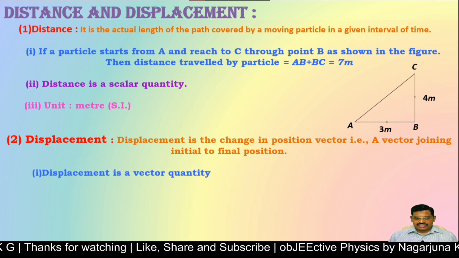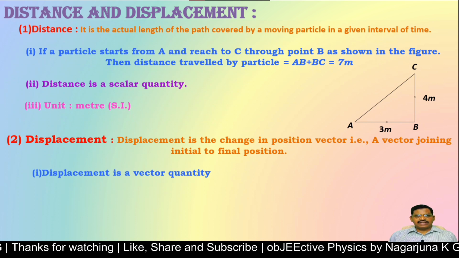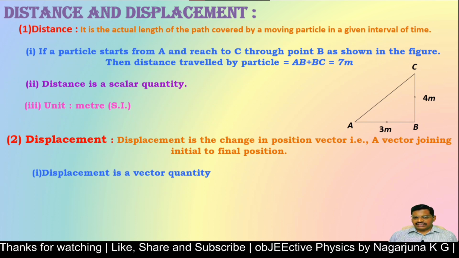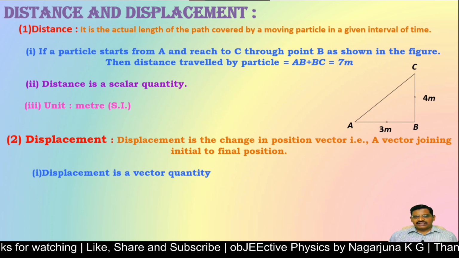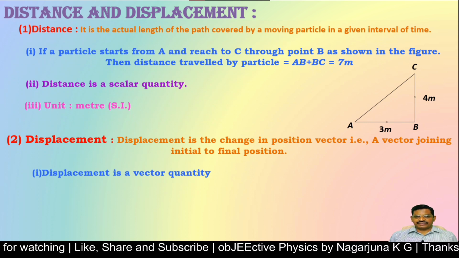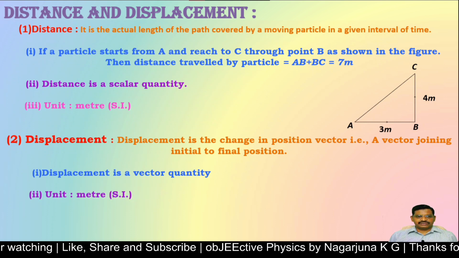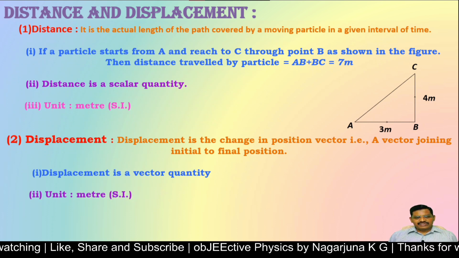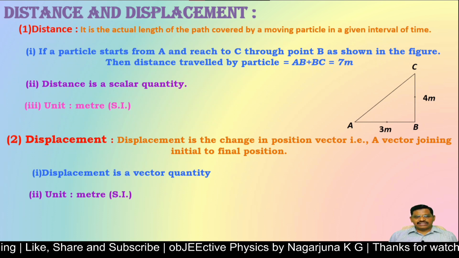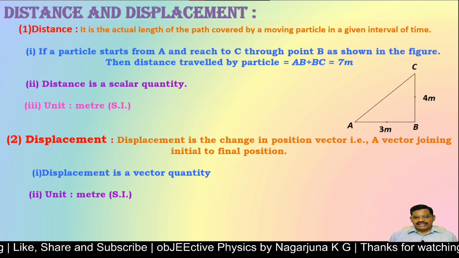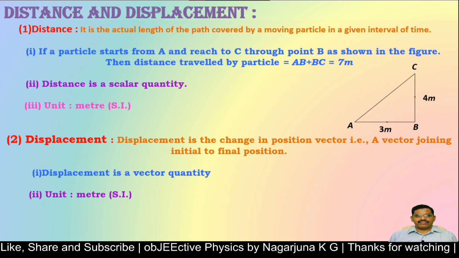First point under displacement, as I already told, displacement is a vector physical quantity. It means displacement has both magnitude and a specific direction. Second point, displacement is also measured in terms of length units, that is meter in the SI system.